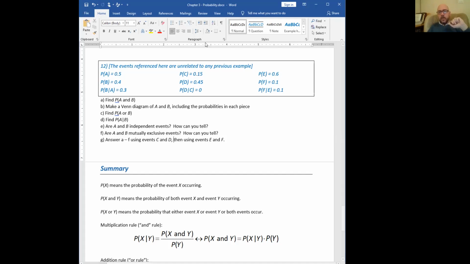Let me point out a couple of things about these. When you try these yourself, and I would highly recommend that you try them yourself, the probability of F given E here is the same as the probability of F. That should tell you something. What should that tell you? Similarly, the probability of D given C here is 0. That means if we know C has happened, then the probability of D becomes 0. What does that tell you? Those tell you interesting things.